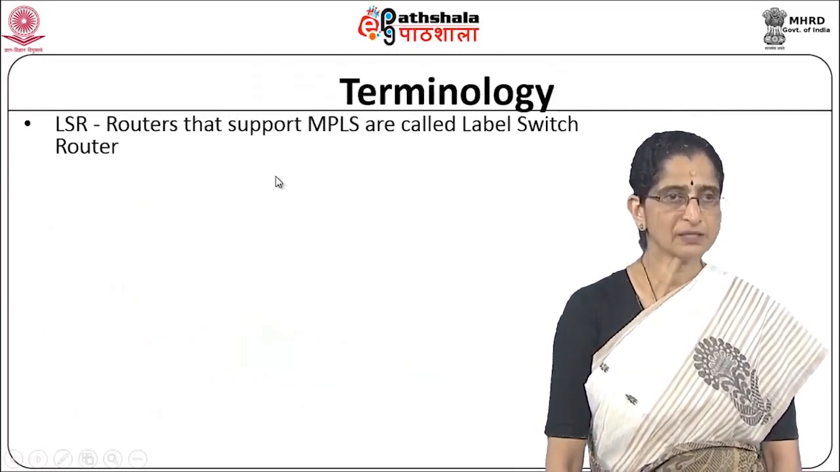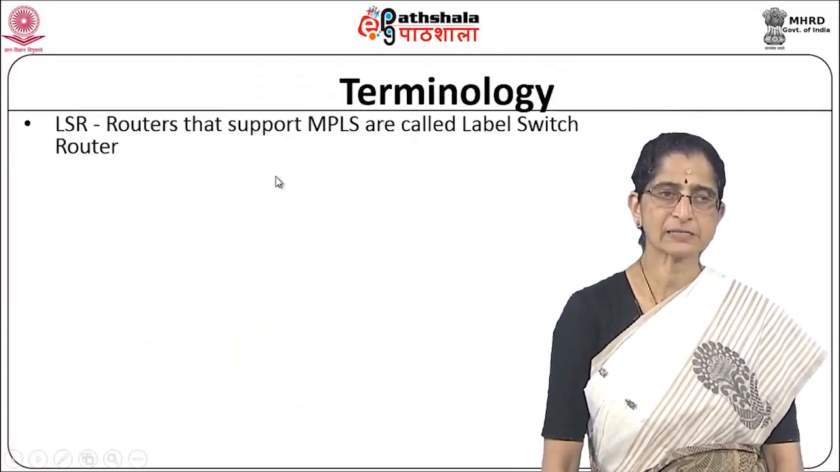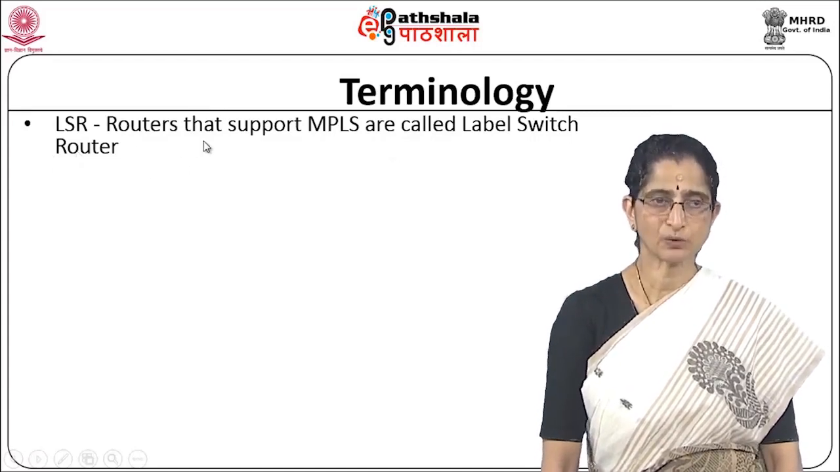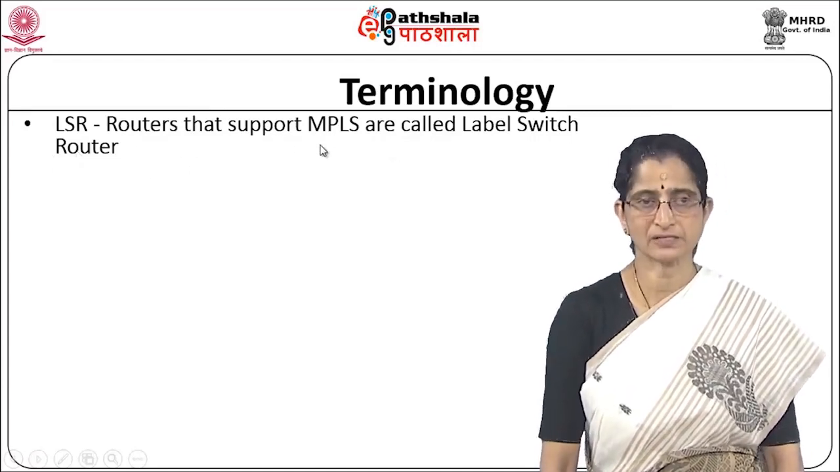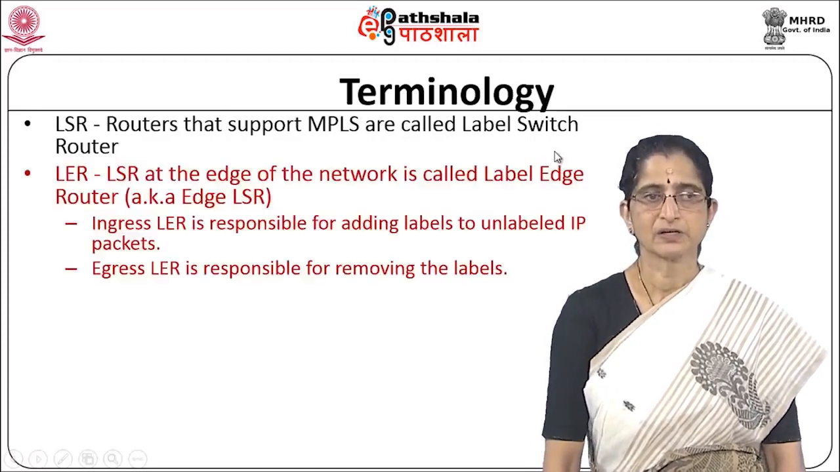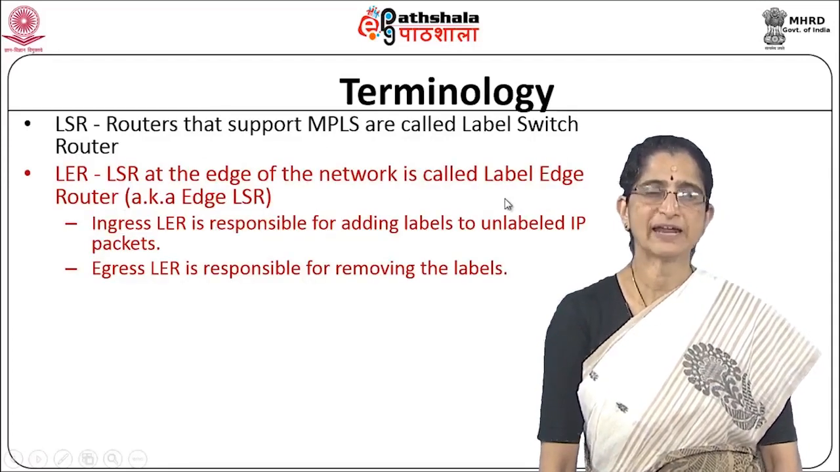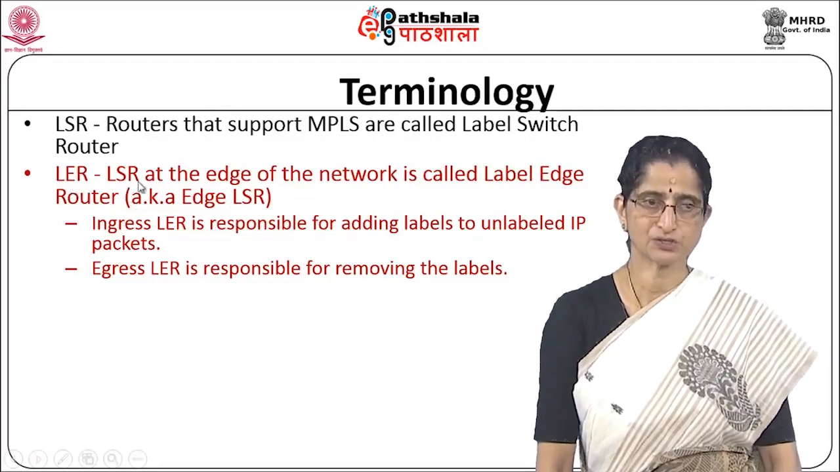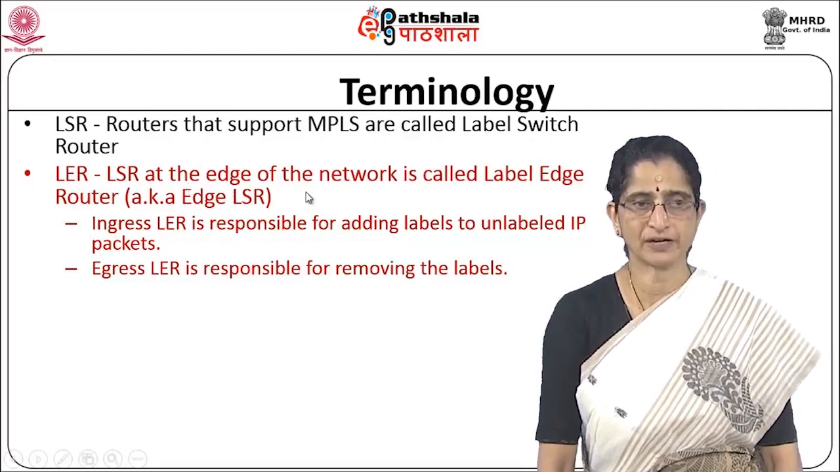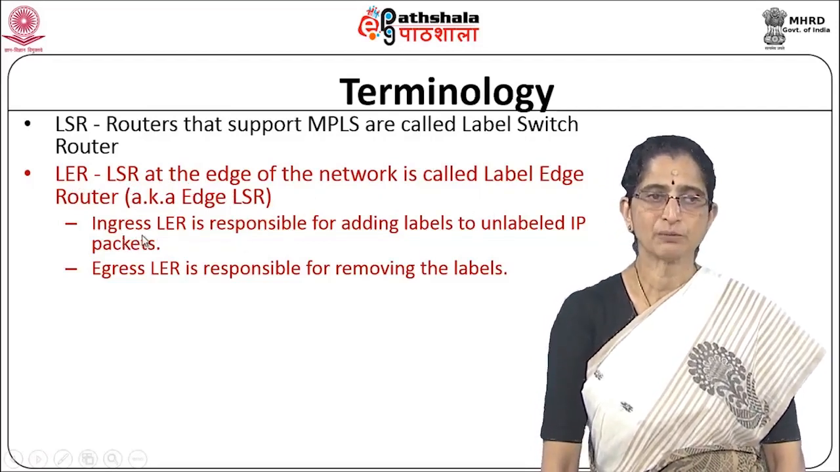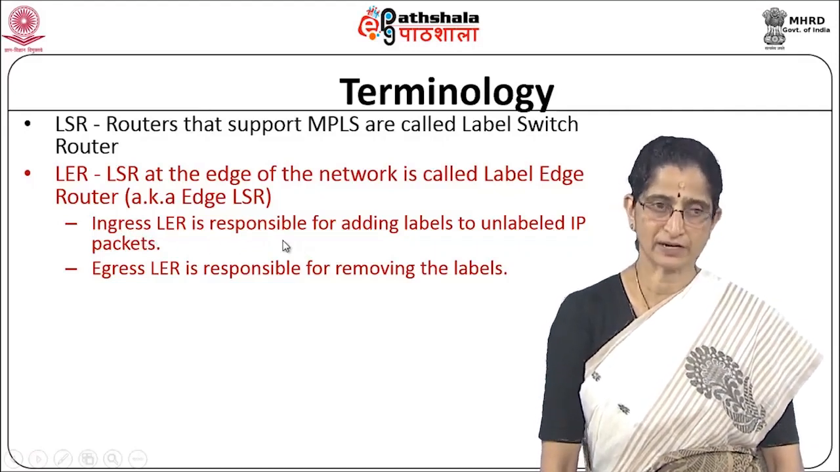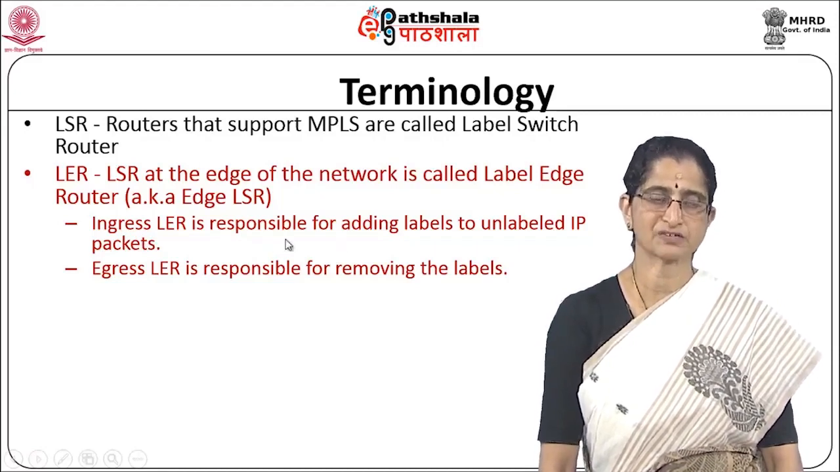Some terminology that we need to understand with respect to MPLS. We talk about LSRs, or label switch routers. These are routers that support MPLS, so they are called label switch routers. Then we talk about LERs, or label edge routers. These LERs are essentially label switch routers, but they are at the edge of a network. If we talk about an ingress LER, it is the one at the incoming end of the MPLS network.